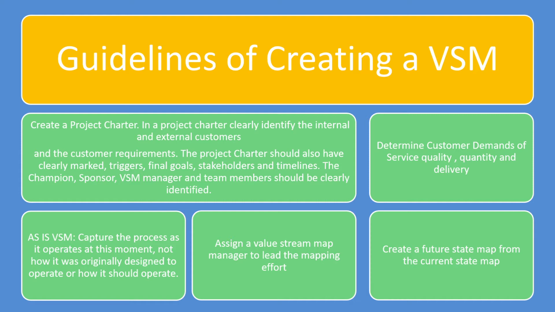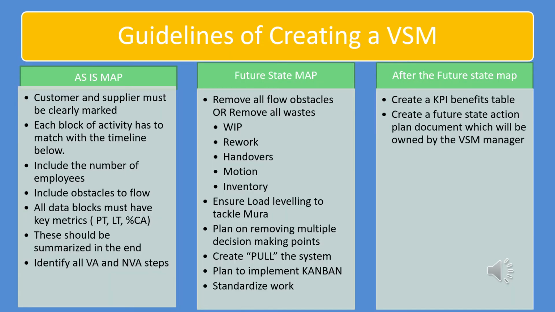Next, make an as-is VSM. Capture the process as it operates at this moment, not how it was originally designed to operate or how it should operate. Assign a value stream map manager to lead, and finally, make a future state VSM.